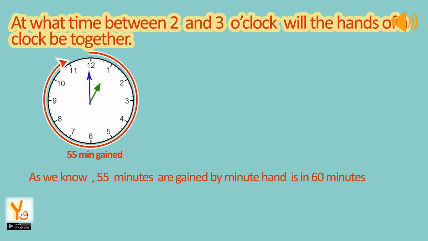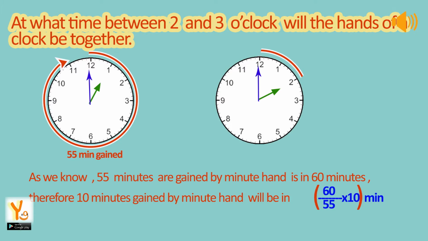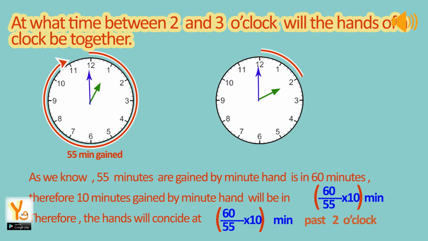As we know, 55 minutes are gained by minute hand in 60 minutes. Therefore, 10 minutes gained by minute hand will be in 60 by 55 into 10 minutes. Therefore, the hands will coincide at 60 by 55 into 10 minutes past 2 o'clock.